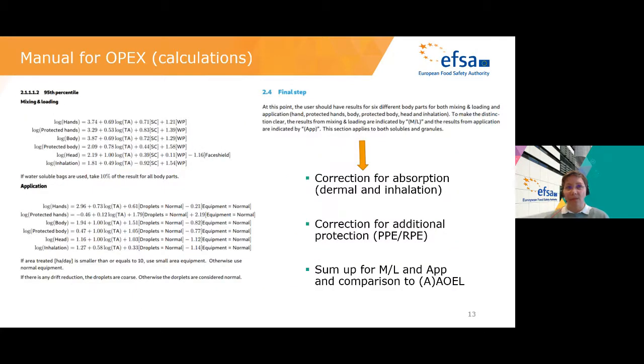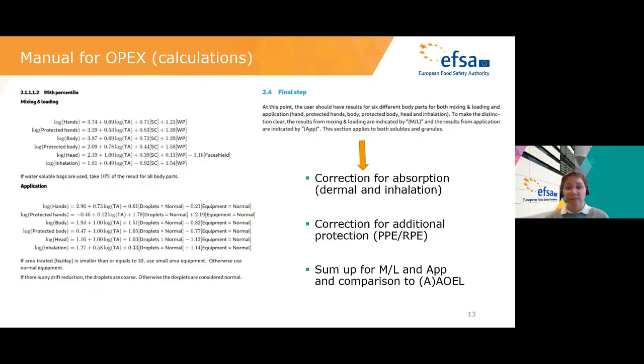How are these formulas? As an example, you can see here some formulas for operators. These formulas give estimates of external exposure. And then below, you have the details of the further calculations: correction for absorption, thermal inhalation, and correction for additional protection, personal protective equipment or respiratory protective equipment. And then you have an explanation of how everything is summed up and compared to the toxicological reference values.